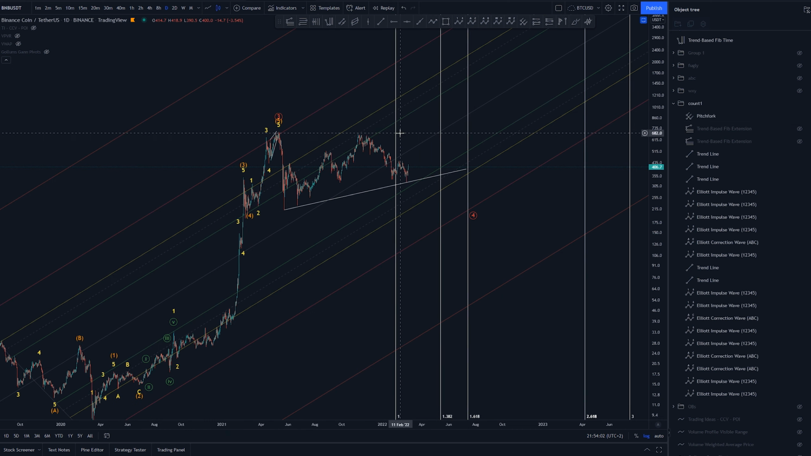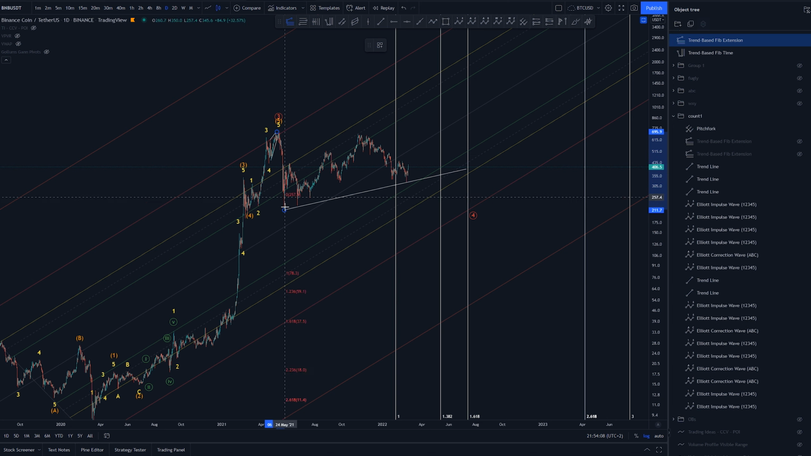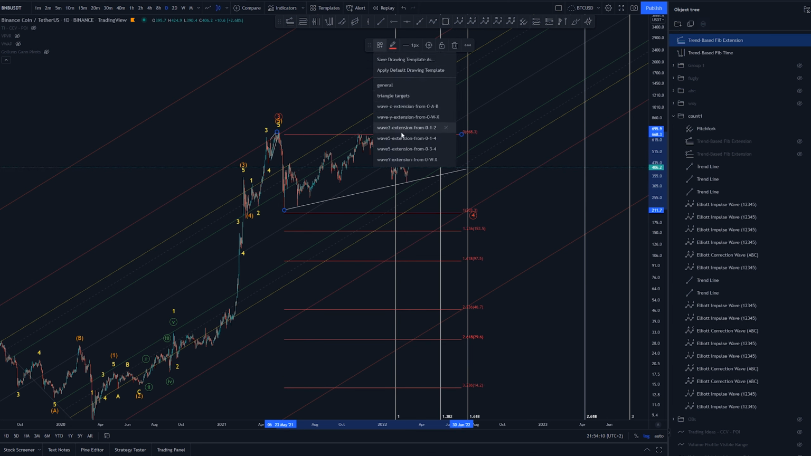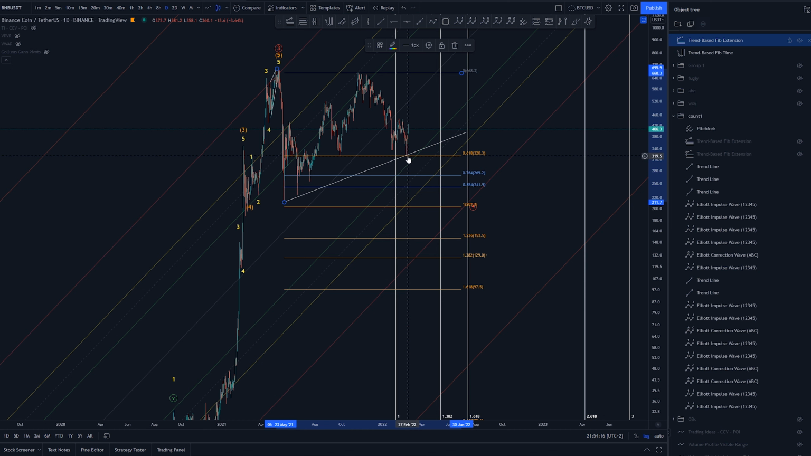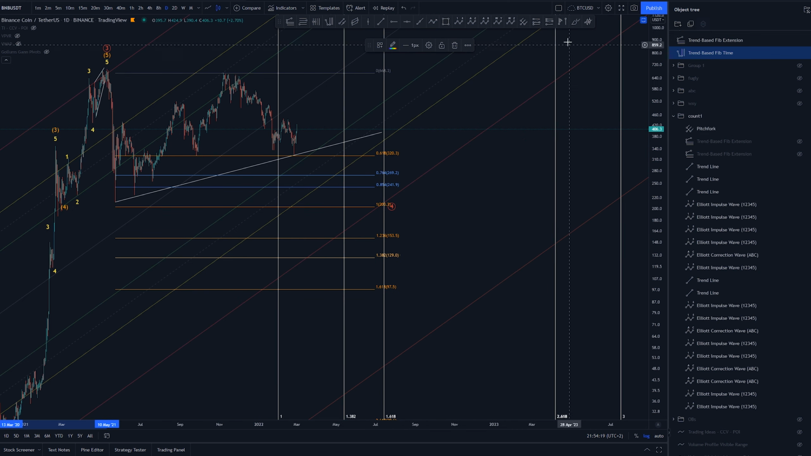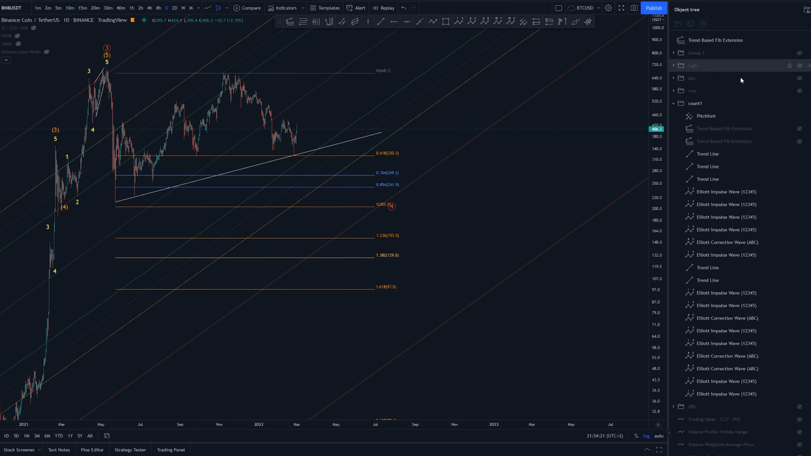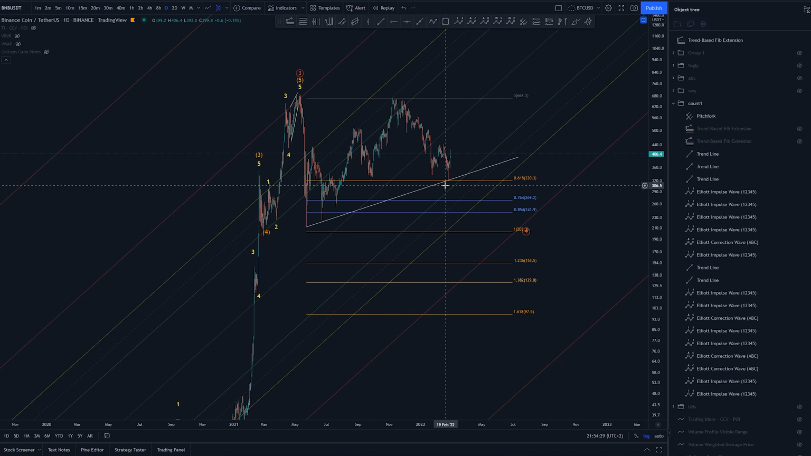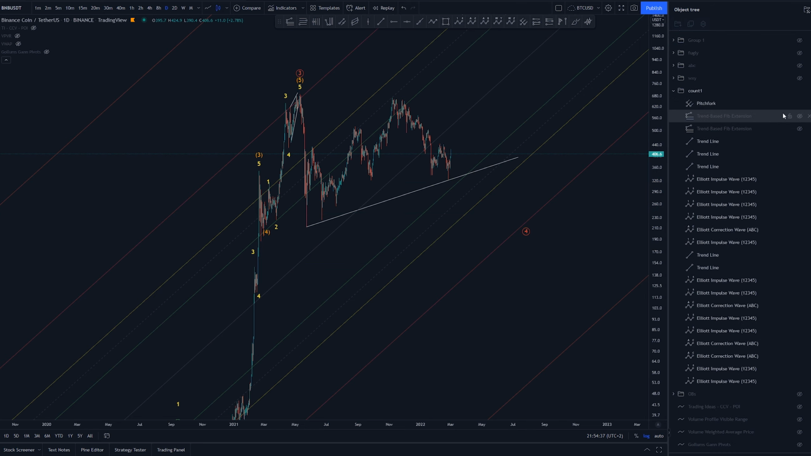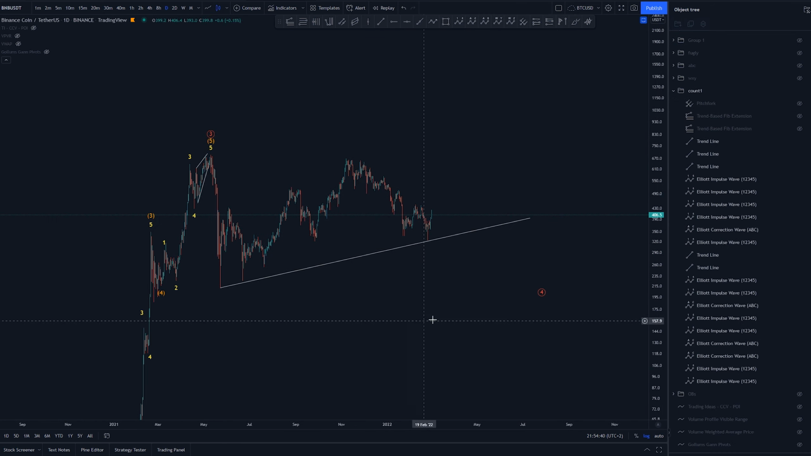Now, there are ways to measure this and see what we can expect. Let's see, and it's almost hit the 618. Let's hide this one, delete it. No, so it's almost hit the 618, which is the minimum target basically for wave C, claiming that this is A, B and C. Now let's get right into that, because there is definitely some issues there as well.